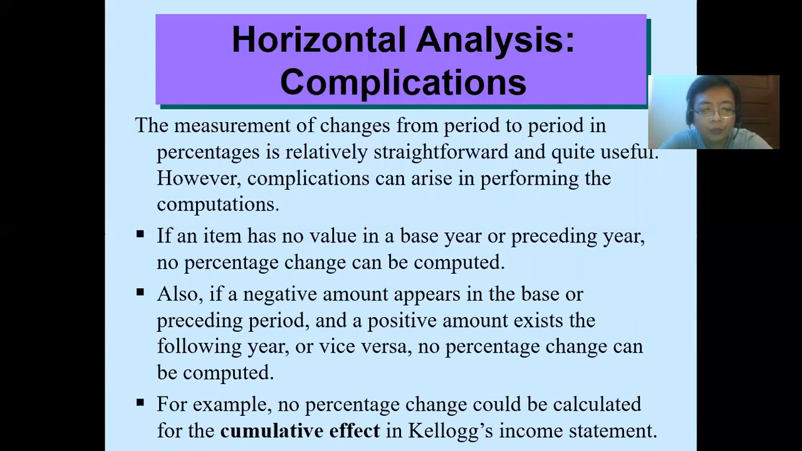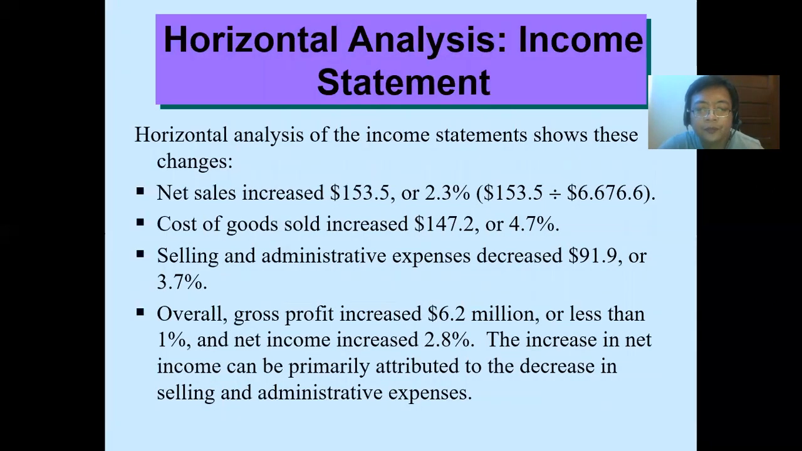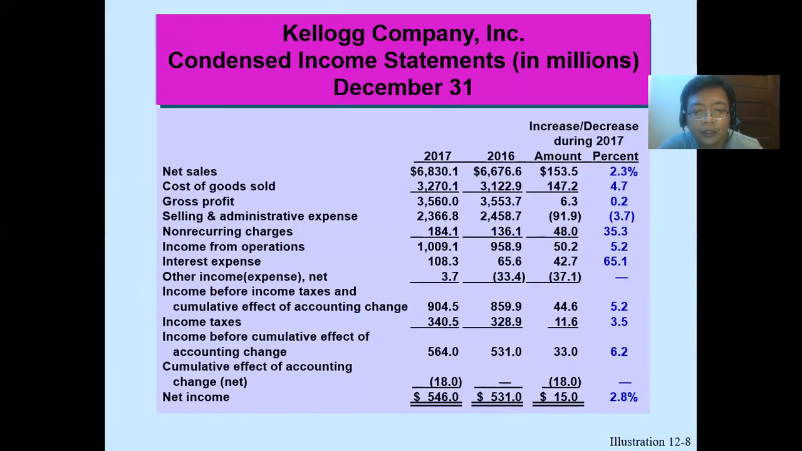For example, no percentage change could be calculated for cumulative effect in Kellogg's income statement. What does it say? Cumulative effect of the accounting change, because it's negative. Last year you have none. That's why you have no percentage. Also, other income, you have negative in 2016, so you cannot compare it. So if you have negative in the following year or last year, or if there's no amount, you cannot compute the percentage. That's all it is.